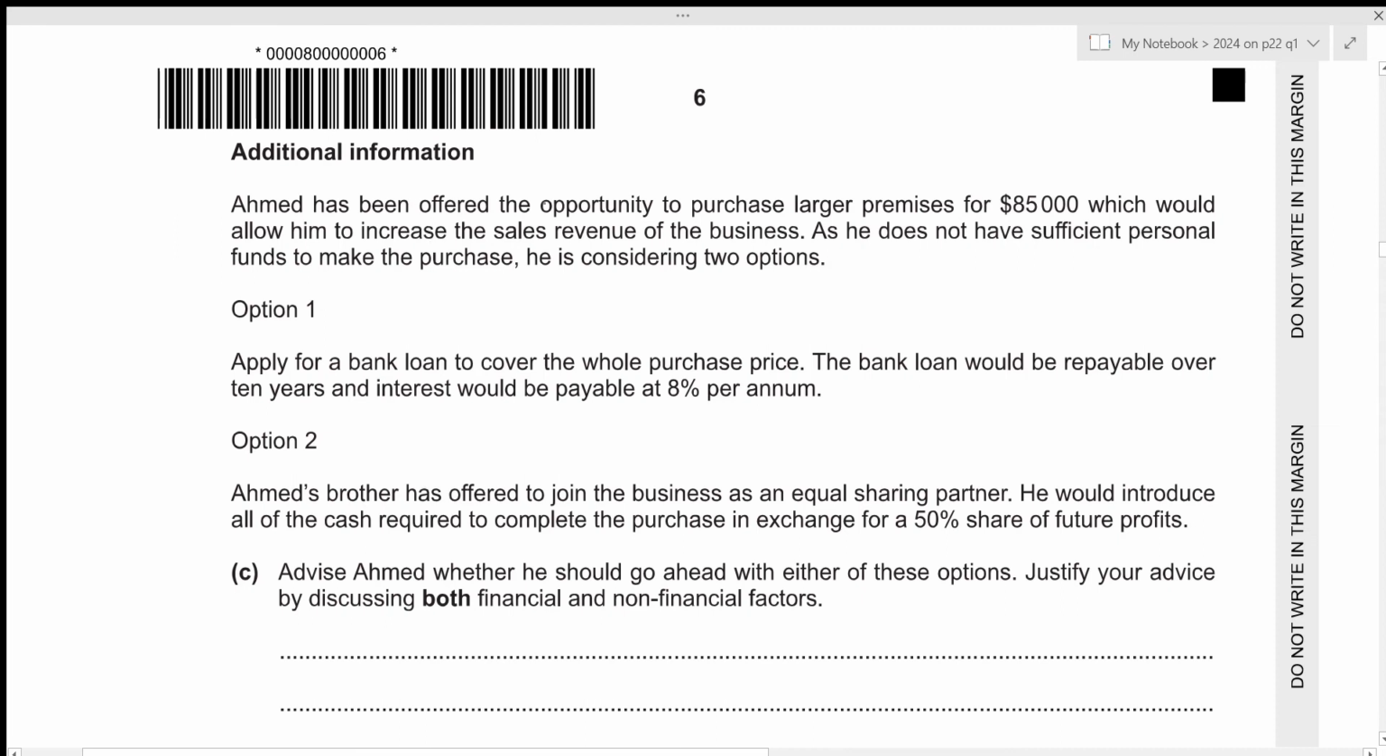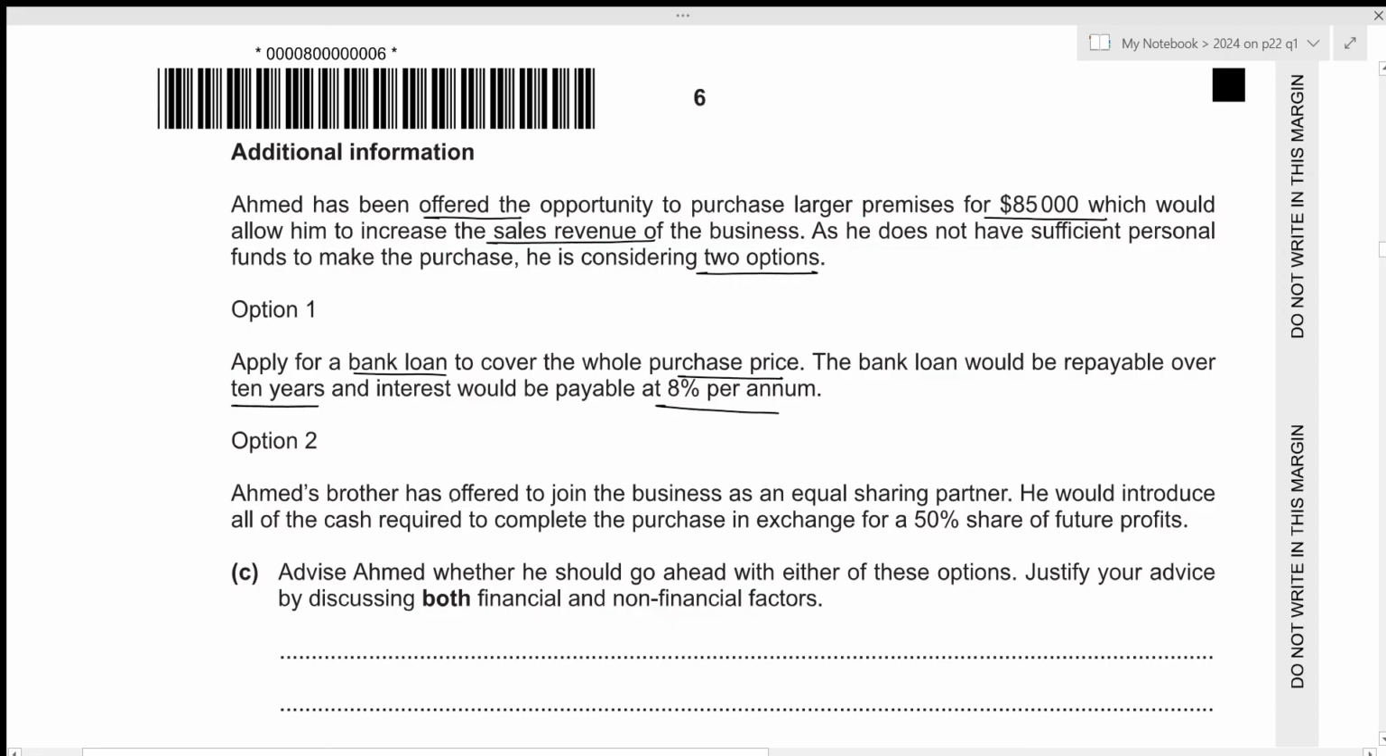Ahmed has been offered the opportunity to purchase larger premises for 85,000, which would allow him to increase the sales revenue of the business. As he does not have sufficient personal funds to make the purchase, he is considering two options. So option 1 is to apply for a bank loan to cover the whole purchase price. The bank loan would be repayable over 10 years and interest would be payable at 8% per annum.